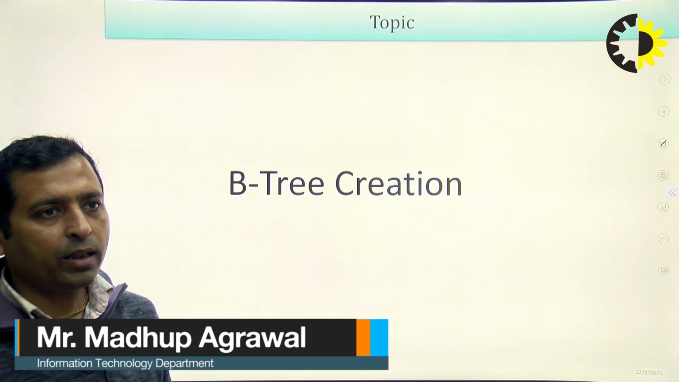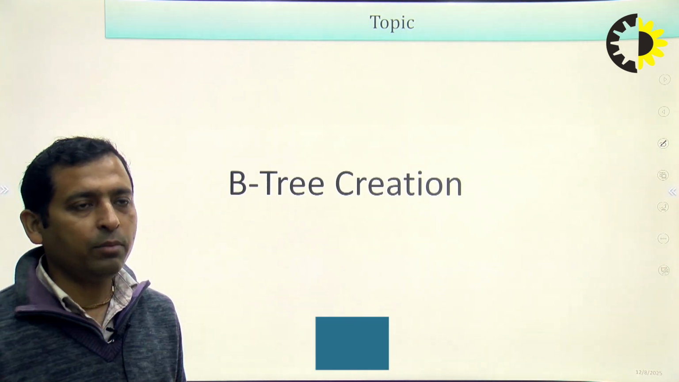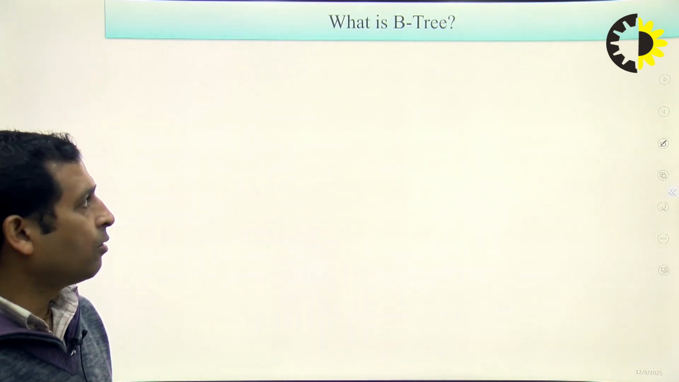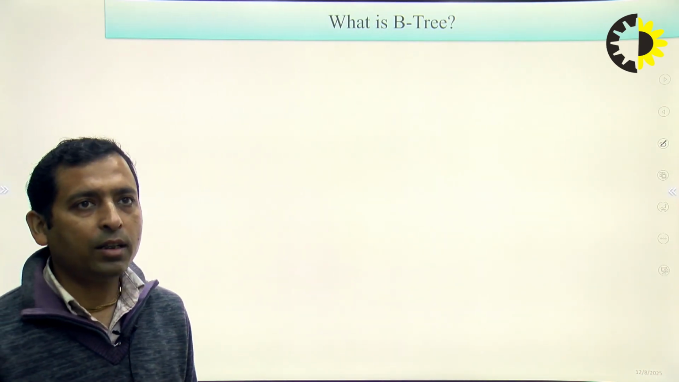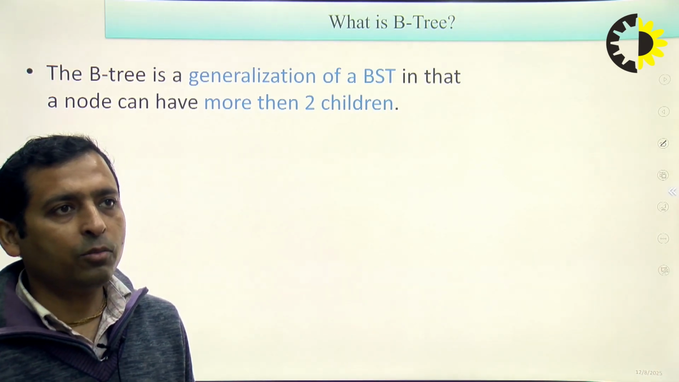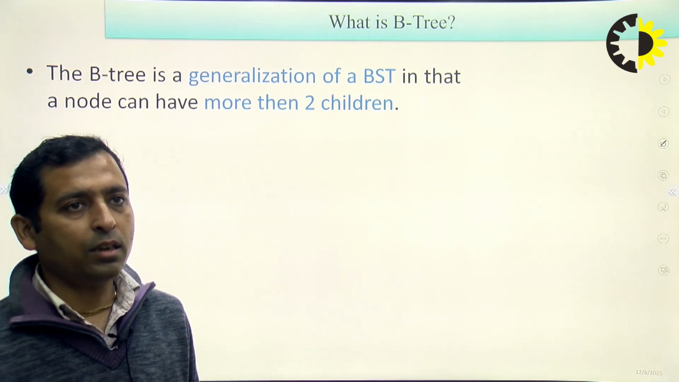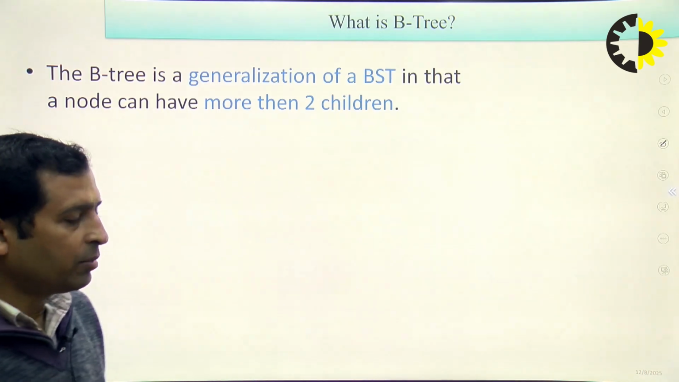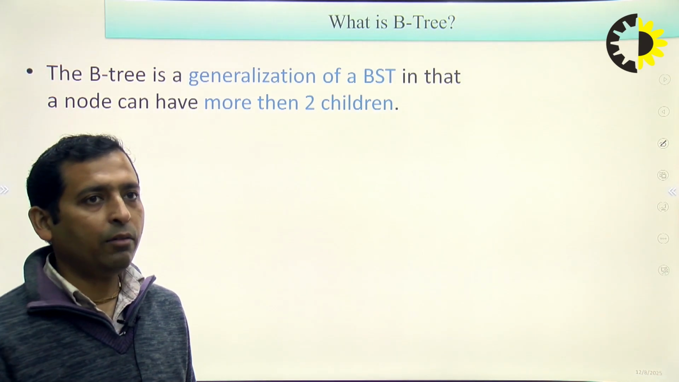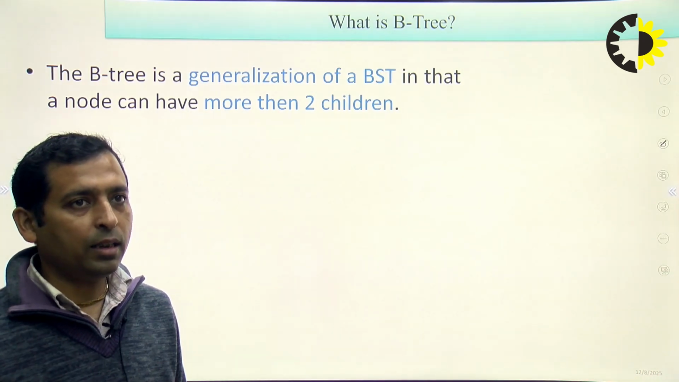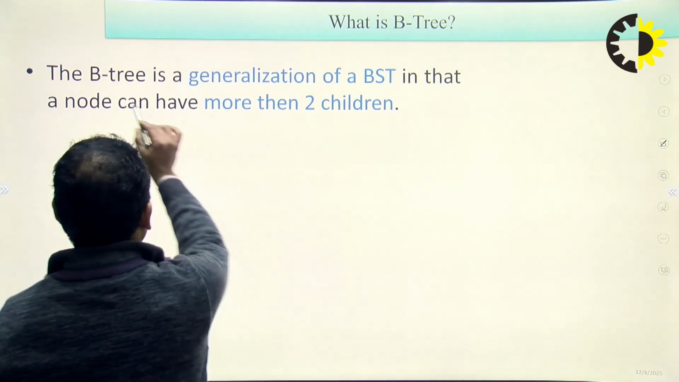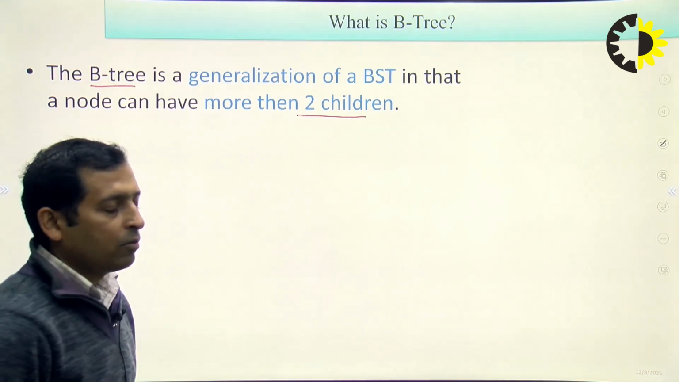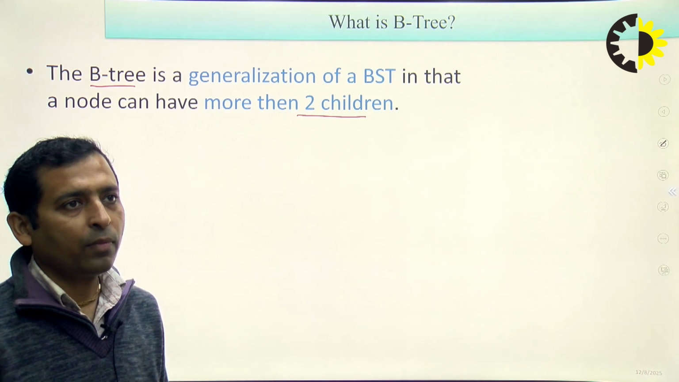Today our topic is B tree creation, which is a very important topic of data structure. So let's begin. First we will see what a B tree is. A B tree is a generalization of BST, in that a node can have more than 2 children. Generally in a BST a node has only 2 children, but in a B tree a node can have more than 2 children. How this can be achieved, we will see further.